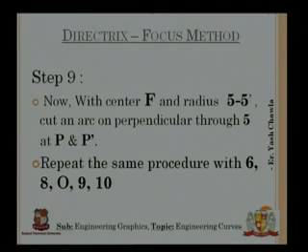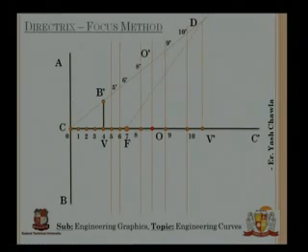What I'm going to do is, I'm going to take radius as 5 dash. This is my first step. I'll take radius as 5 dash, put my center at F, cut an arc on the same line 5 dash above and below the major axis, and then I'm going to repeat the same procedure for 6, 8, O, 9 and 10. See, with radius equal to 5 dash and center equal to F, I'll cut arcs on this line above and below. I'm going to mark points, because if I mark arcs it won't be visible on the screen, and mark this as P and P dash.